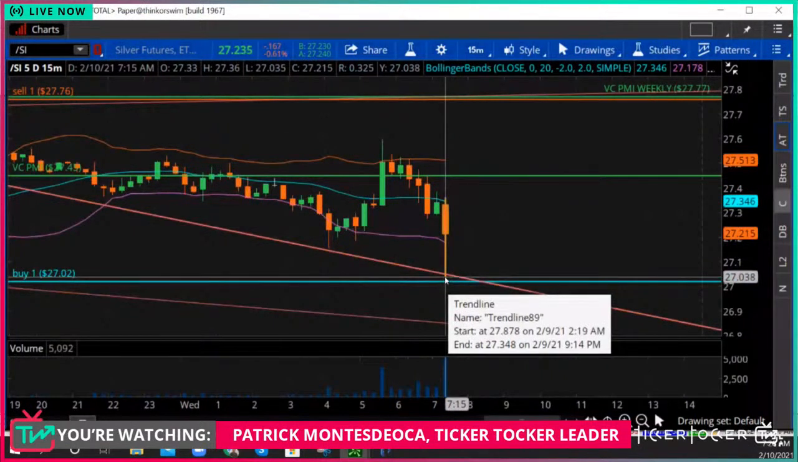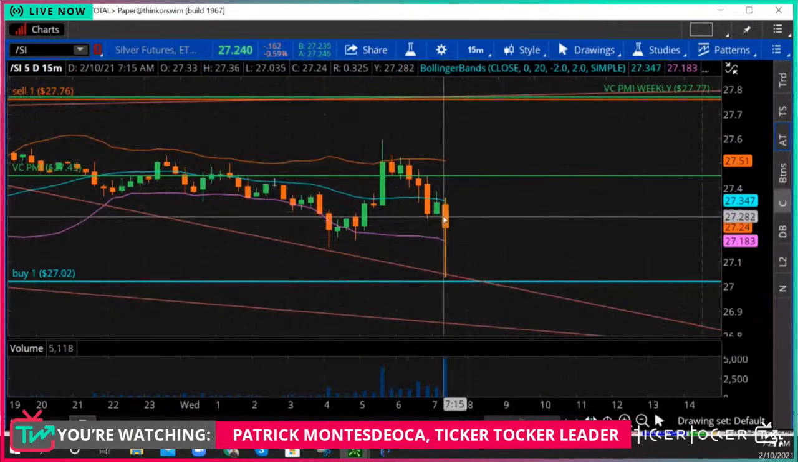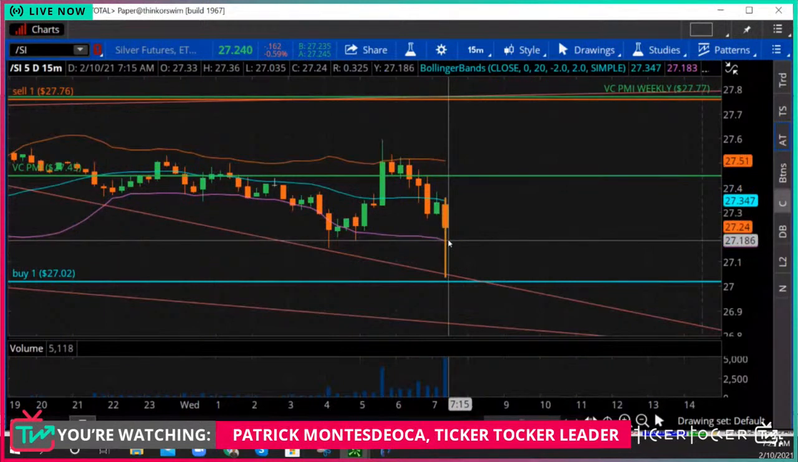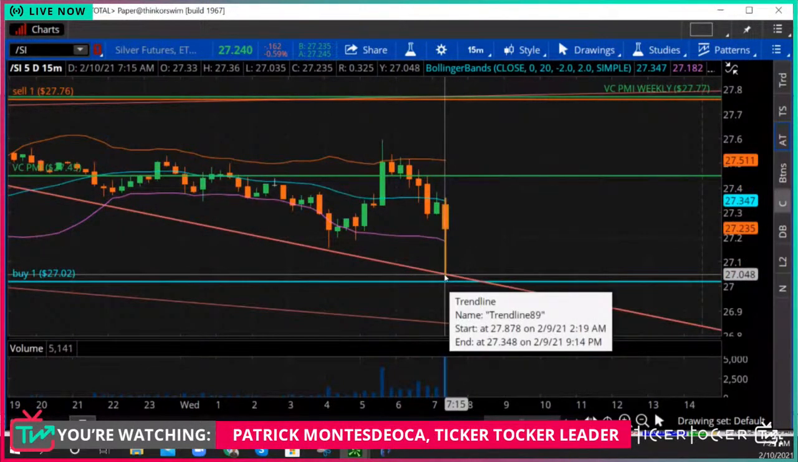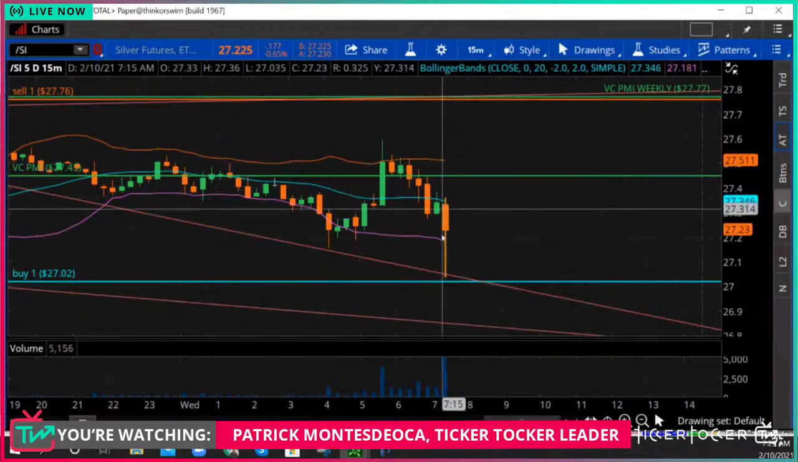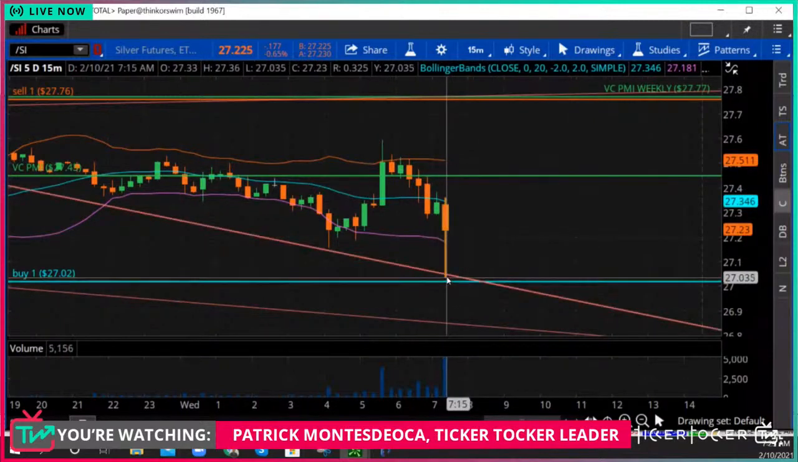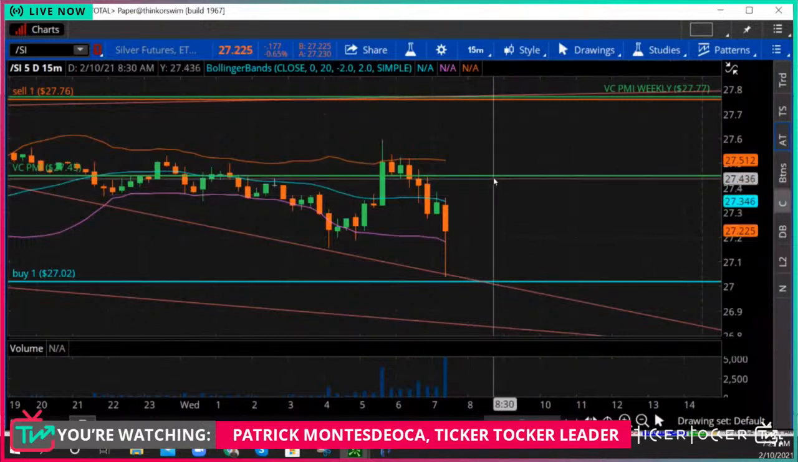This is what finding buyers does to the chart, to the momentum, and it's telling us it came right into where it's supposed to revert. On the daily, the target is 2745 for this move here between the buy one and the silver.